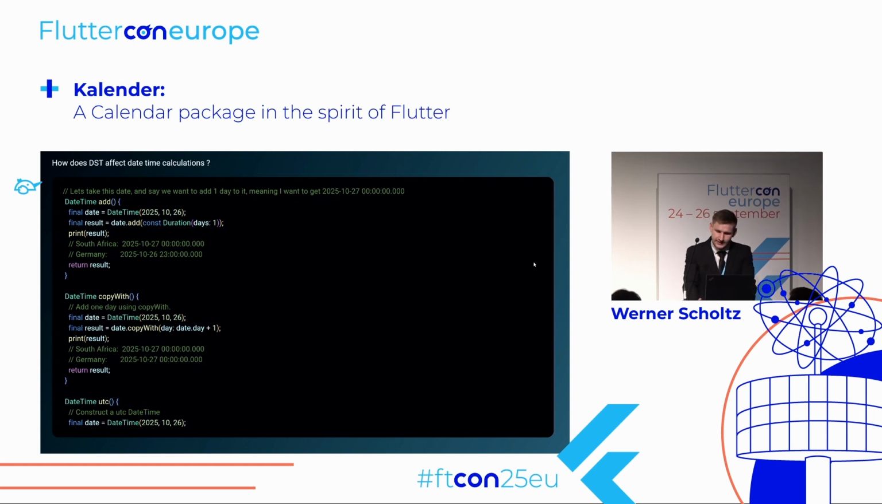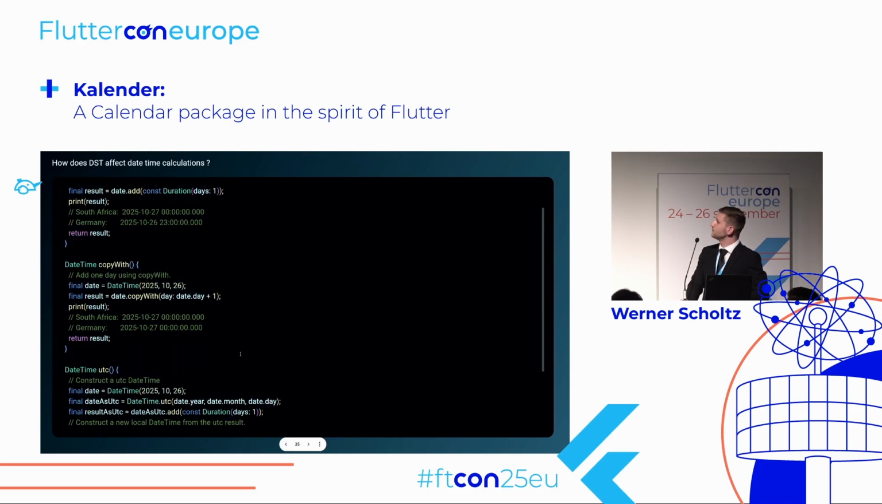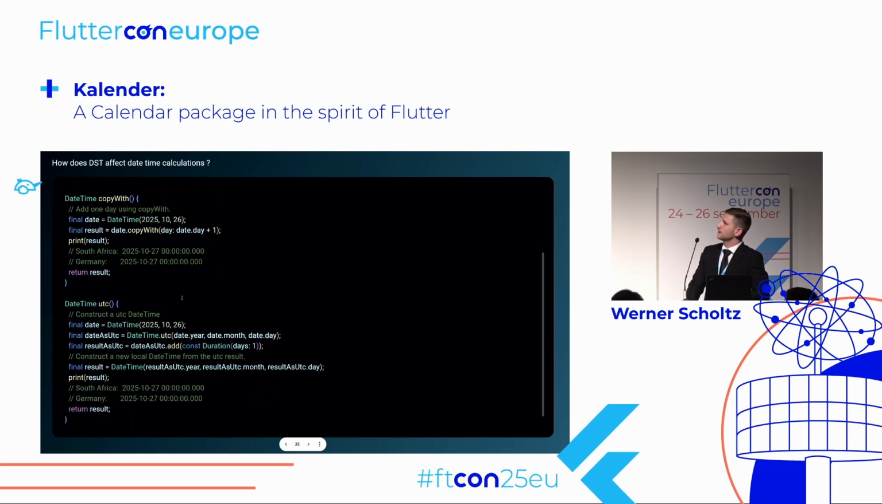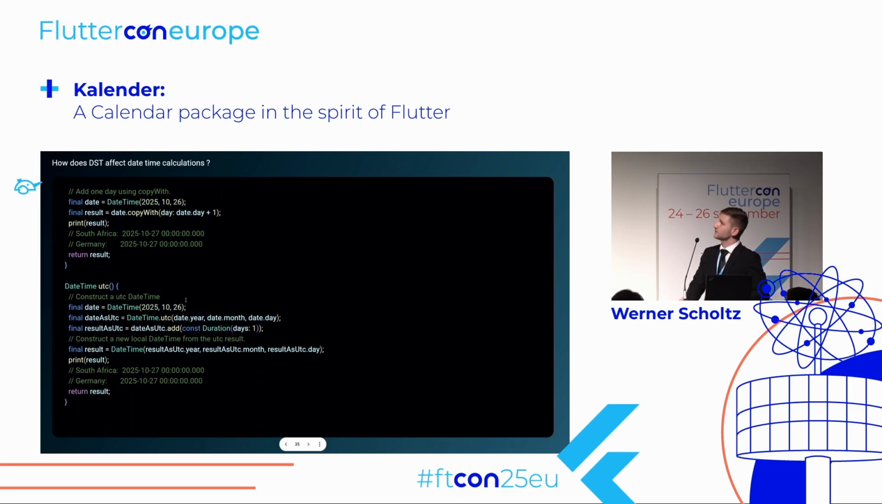So this is because of daylight savings time. I'm sure most of you are familiar with this, but the short of it is that on the 26th of October, the day in Germany has 25 hours instead of 24. So what are the options that we have to not be affected by daylight savings? First one is we can use a copy with and just add a calendar day to the date field. And the other option is to use UTC date times.